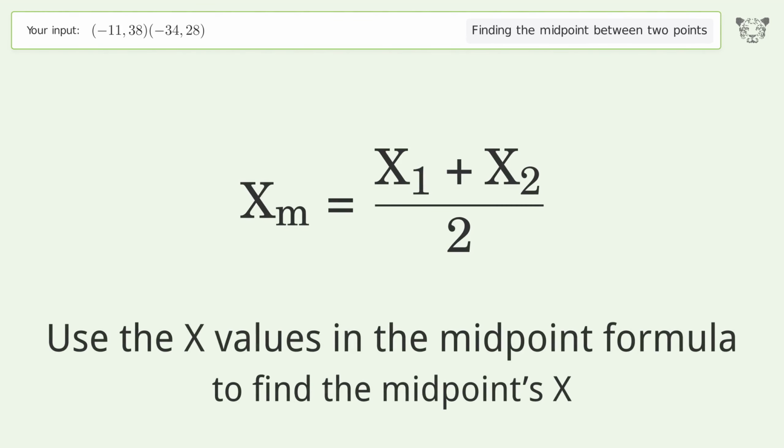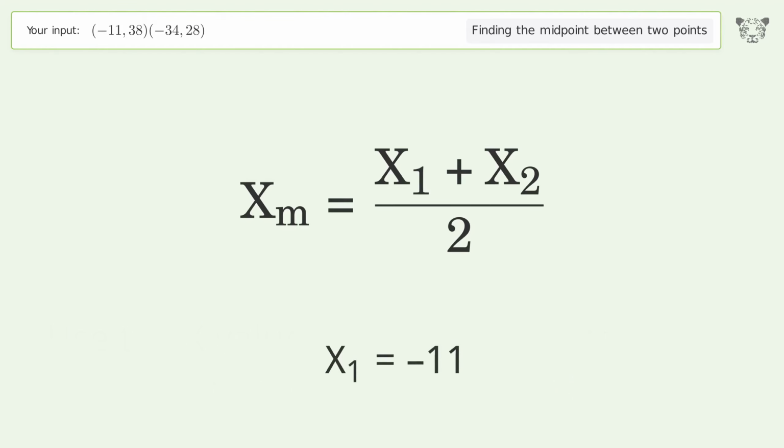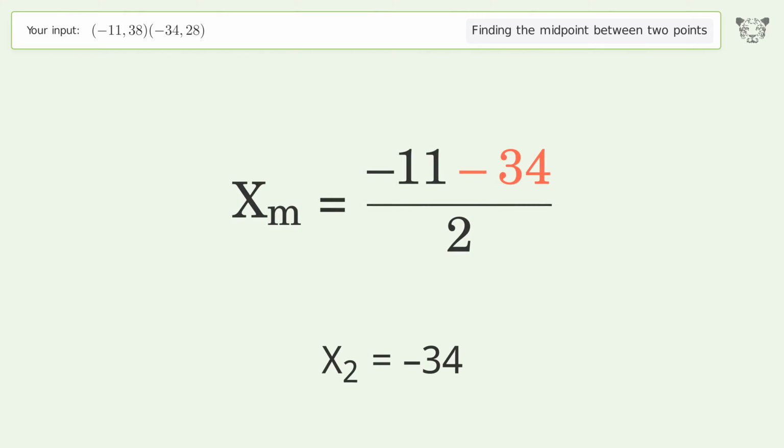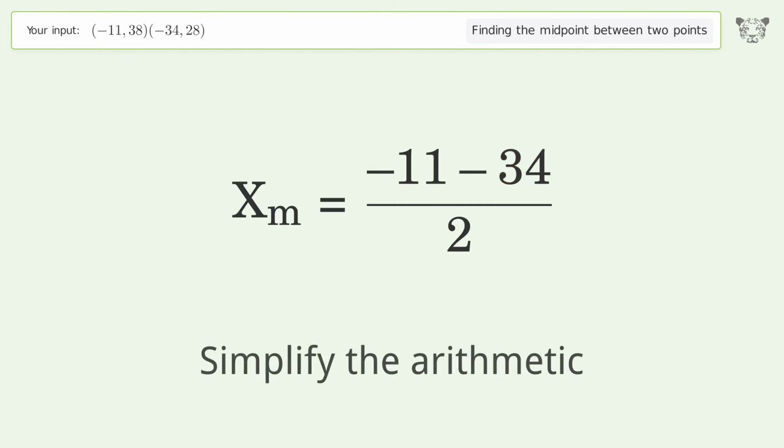Use the x values in the midpoint formula to find the midpoint's x. x1 equals negative 11. x2 equals negative 34. Simplify the arithmetic.